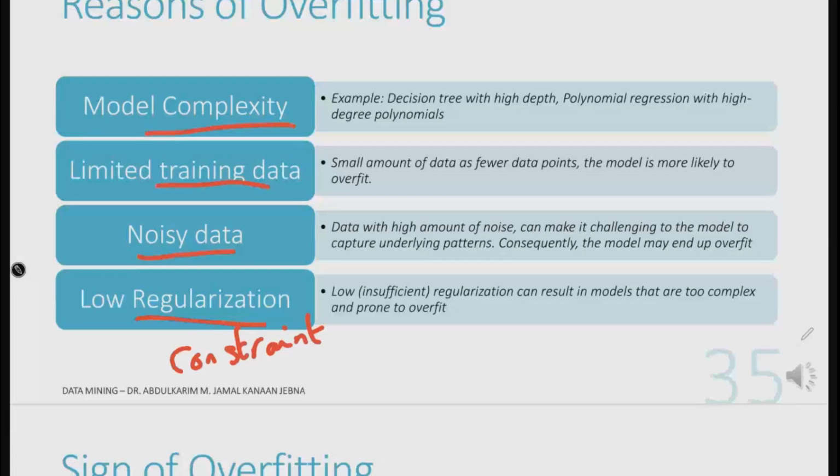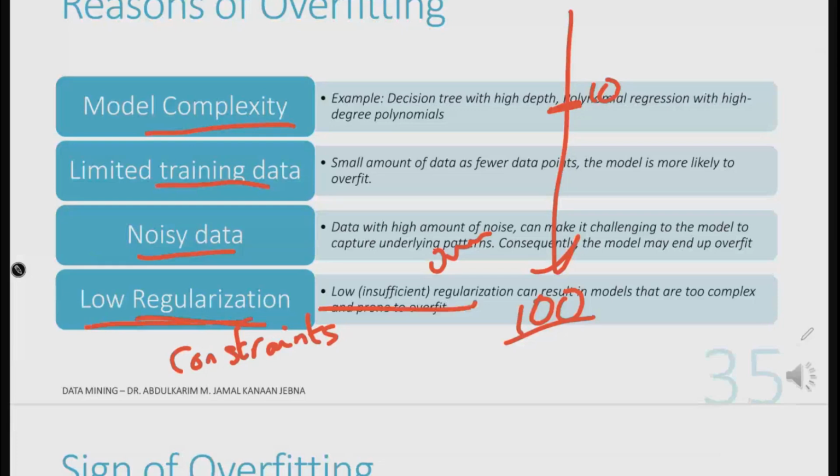Okay, like the example of the decision tree. If you allow the decision tree to grow to level 100, where maybe the suitable level is enough to be 10, then definitely overfitting, because you are giving the freedom for the algorithm to memorize. Maybe the optimal is 10. You put too high, that means you have low regularization. This is an example of low regularization. You give freedom to the algorithm. There's no restriction.